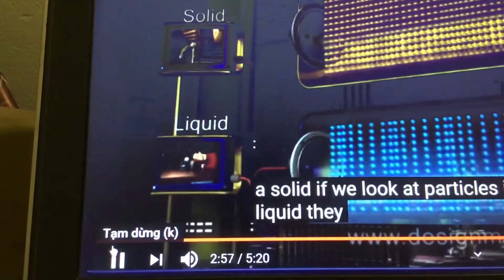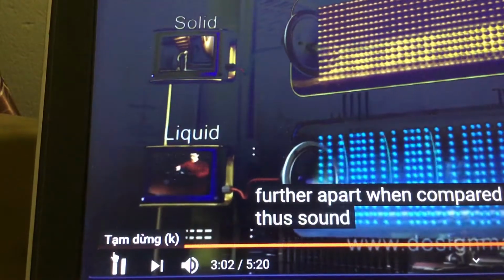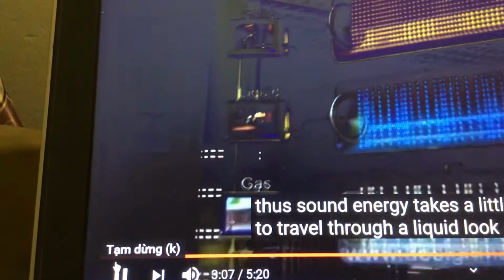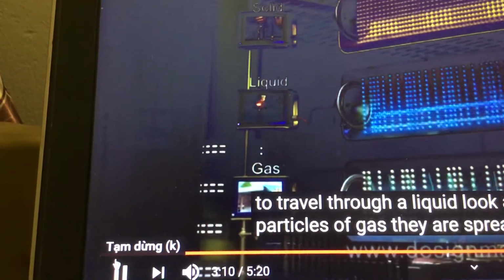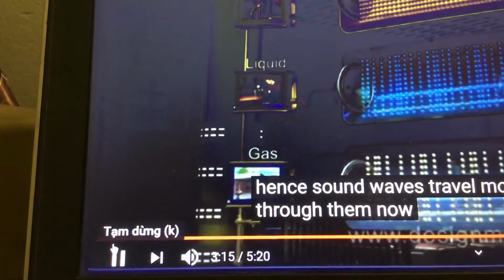The particles in a liquid appear to be slightly further apart when compared to a solid. The sound energy takes a little longer to travel through liquid. Look at the particles of gas. They are spread out, and hence sound waves move slowly through them.